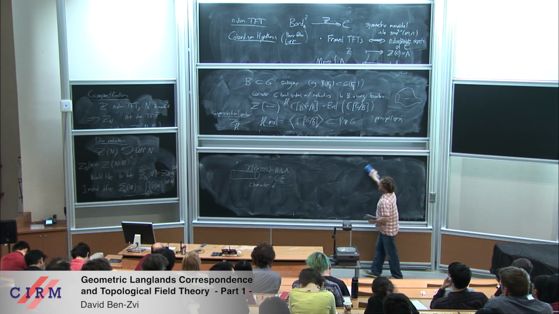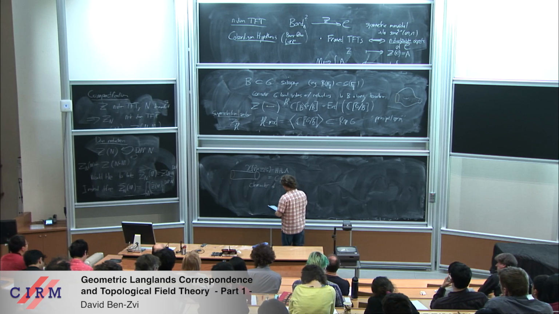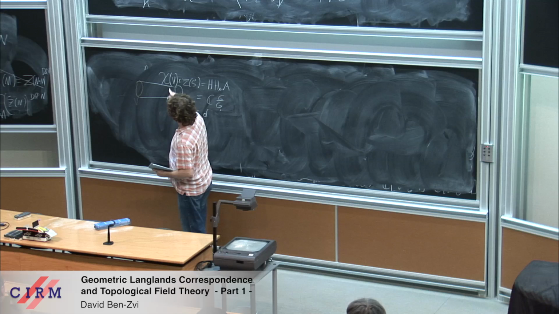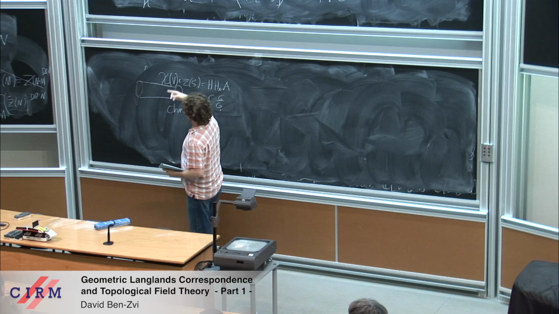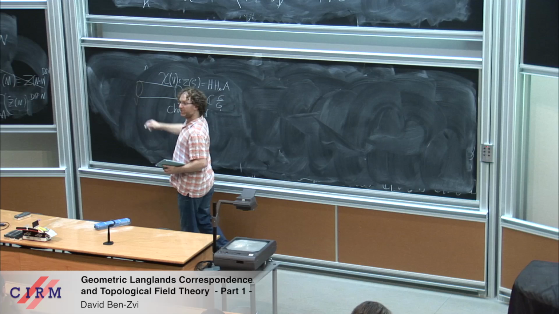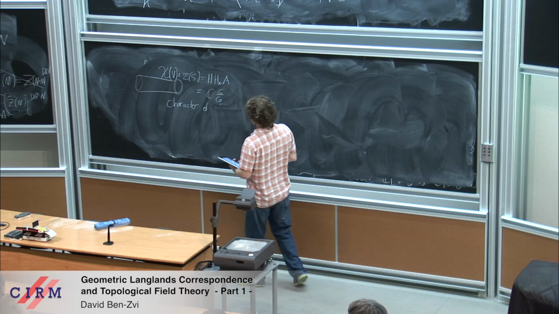Let me draw the same picture. What is the character of the induced representation? Well, let's look at this picture. I'm looking at G local systems on the cylinder together with a reduction to B on one boundary component. So we're just literally going to linearize this picture. So what is that picture?